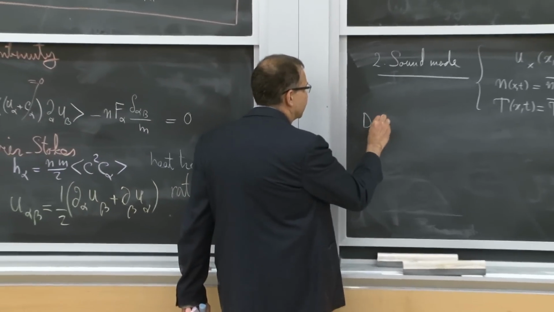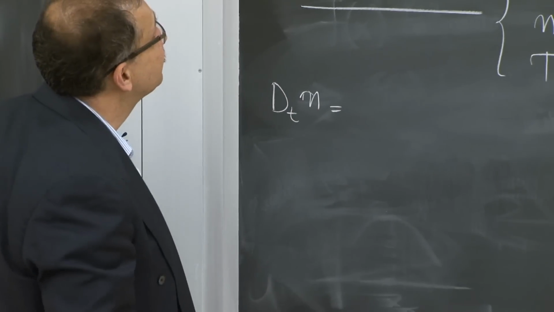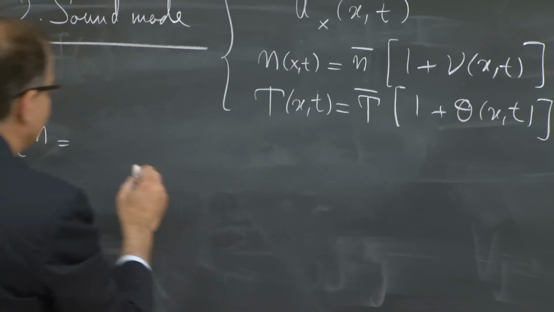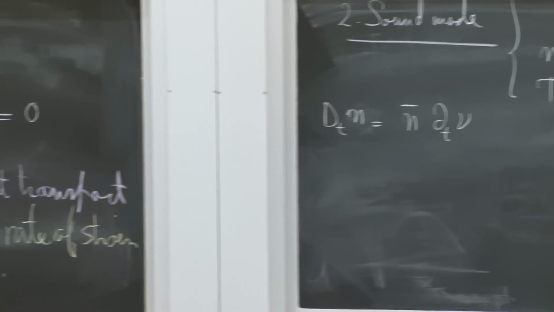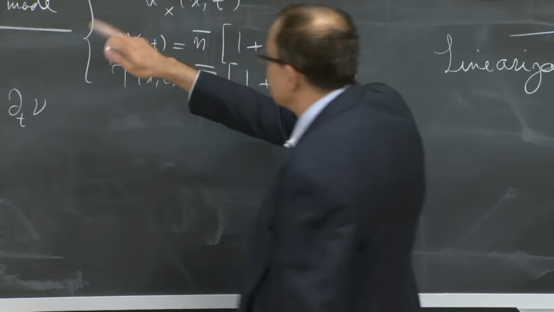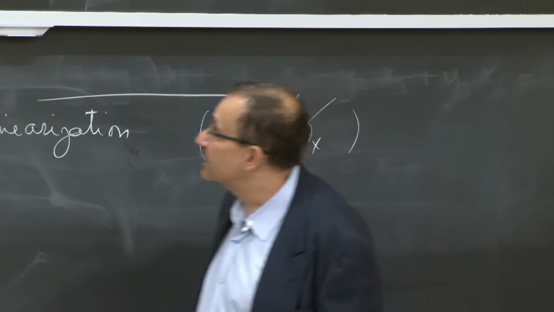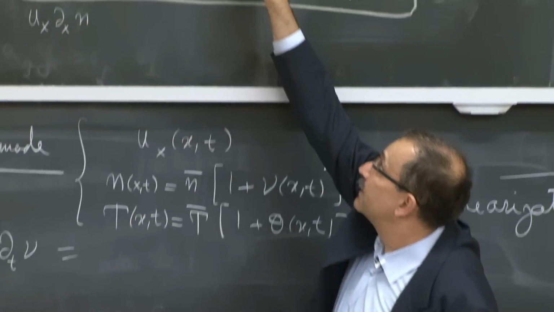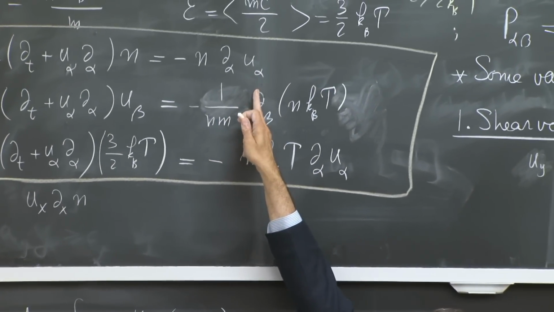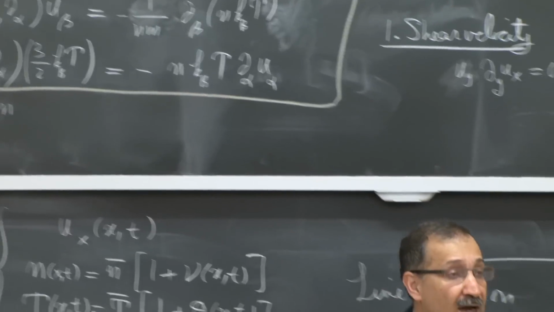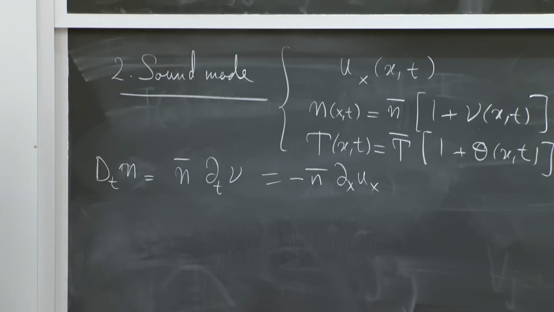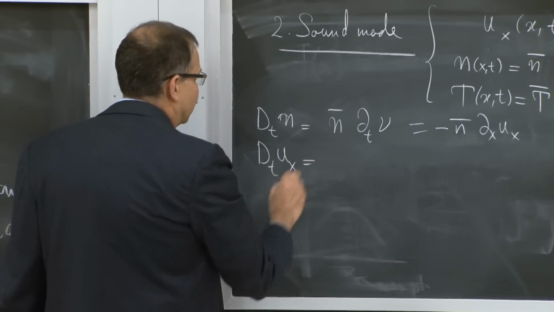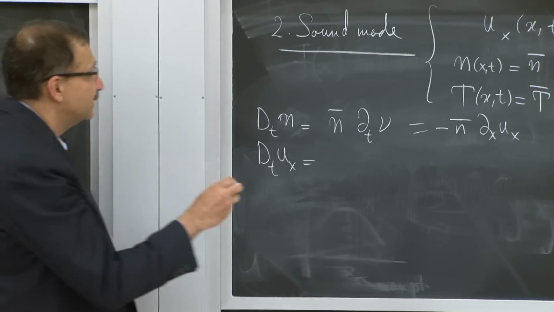We have that dt of the density. When I take the time derivative, I will get n bar times the time derivative of the quantity that I'm calling nu. And that's it. I don't need to worry about the convective part, the u dot grad part. That's second order. On the right-hand side, what do I have? I have n du. Well, divergence of u is already the first variation. So for n, I will take its 0th order term. So I have minus n bar dx ux.